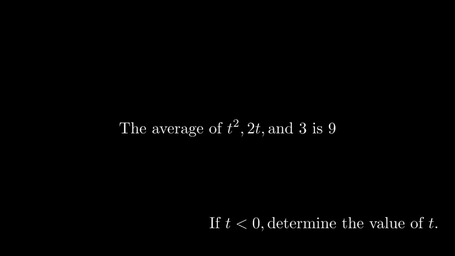Let's move on to part C. The average of t squared, 2t, and 3 is 9. If t is less than 0, determine the value of t.